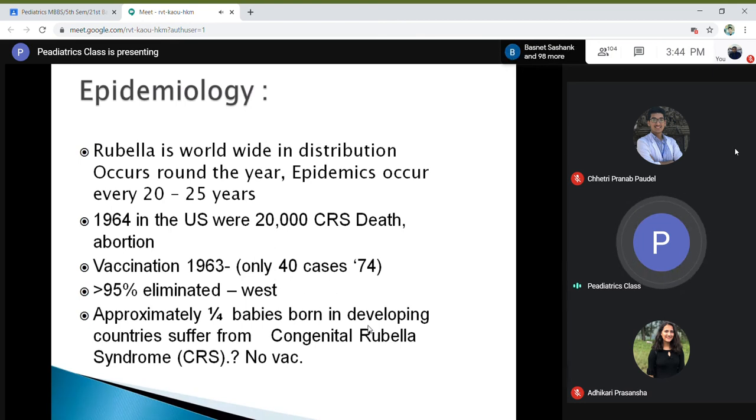So in Western countries, 95% have been eliminated. In a developing country, one study shows that one quarter of babies born in developing countries suffer from congenital rubella syndrome, because there is no routine use of the rubella vaccine, only the measles one. So that's why now we are also very conscious of this, and we have already instituted rubella.